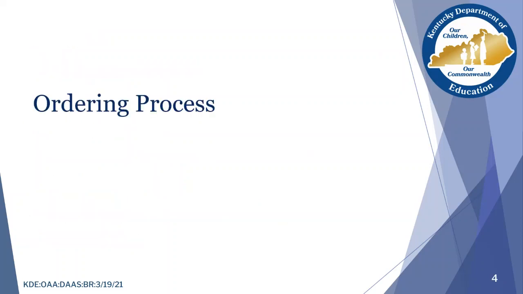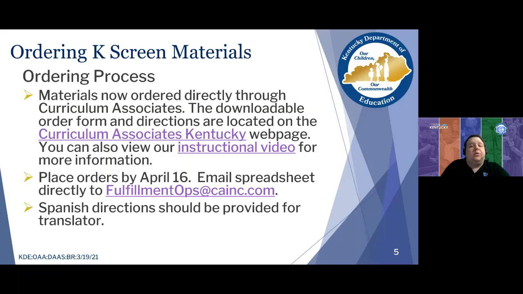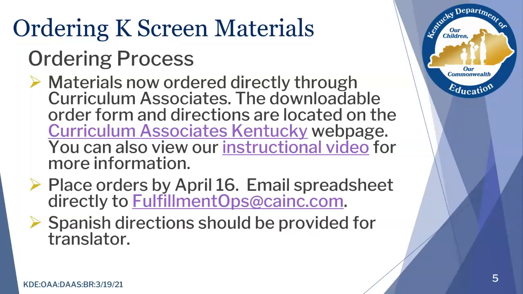Let's go ahead and start by jumping into the ordering process first. This will be our second year using the ordering process directly through Curriculum Associates. There is a simple spreadsheet that is downloaded from Curriculum Associates website. After saving this form, email the copy of the spreadsheet you've worked on to the address fulfillmentops, all one word, at cainc.com. Curriculum Associates is supposed to send you a confirmation email upon receipt of that.